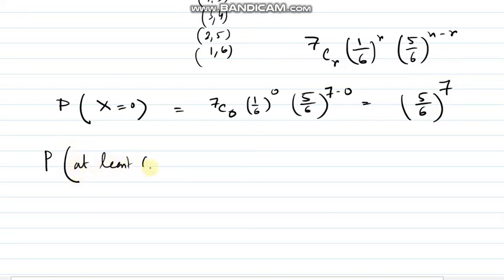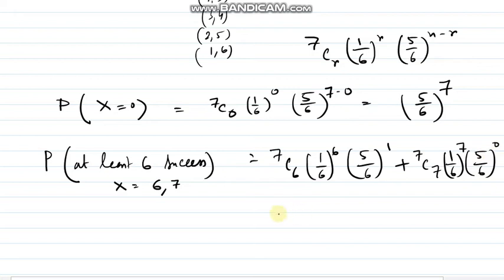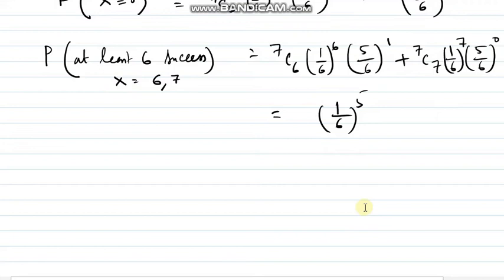At least 6 successes. So in at least 6 successes, what can be the value of x? The value of x can be 6 or 7, right? So it will be 7C6 (1/6)^6 (5/6)^1. Next one will be 7C7 (1/6)^7 (5/6)^0. If you calculate further, you will get (1/6)^5. Just calculate this. If you have any doubt, just do it on your own.